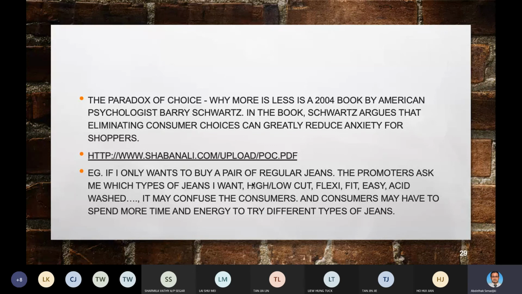For example, if you only want to buy a pair of regular jeans, the promoter asks you which type of jeans you want: high cut, low cut, flex fit, easy fit, acid washed. It may really confuse the consumer, and the consumer may have to spend more time and energy to differentiate between all these types. So he may postpone his purchase.